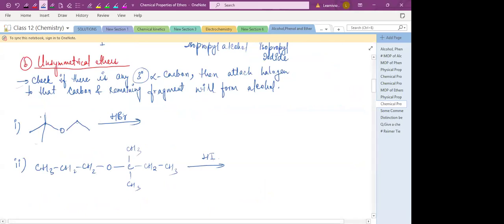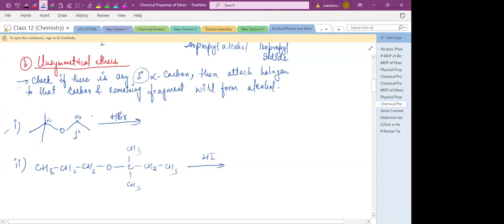So see, first of all, the first question. Let's see step by step. This is the oxygen. On the right side, this is the alpha carbon, and on the left side, this is the alpha carbon. Now check it. Which alpha carbon is tertiary? You can see this is your primary alpha carbon.